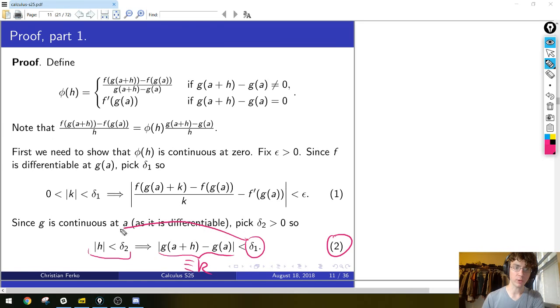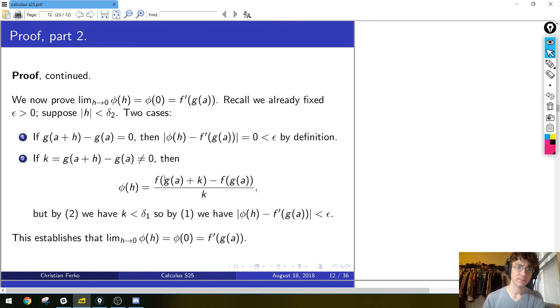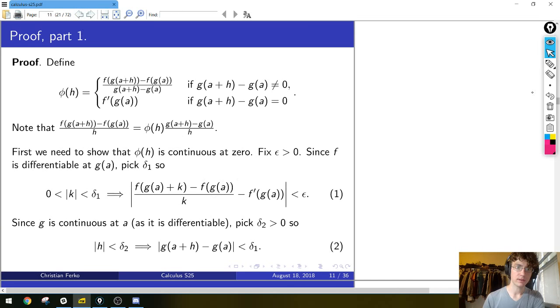But that's great, because then if that's true, we can use condition 1. If the absolute value of k is less than delta 1, then this whole thing is less than epsilon in absolute value. But as we'll see in a moment, just by looking back at the previous slide, that thing is exactly phi of h minus f prime of g of a, right? Because by the definition we've just made, this thing is phi of h.